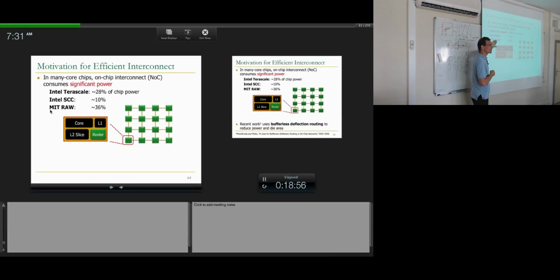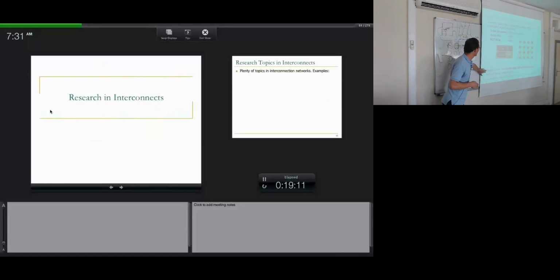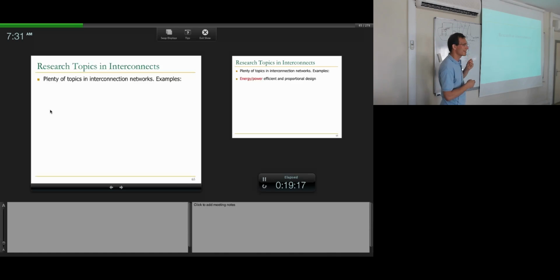This is very similar, a precursor to Tilera, actually. And they had very wimpy processors and fat interconnect. That's where the 36% comes from. So we'll talk about bufferless deflection routing to actually reduce power and die area. But before I go into it, let me talk about some research in interconnects, and then we'll take a break, and then we'll go forward.